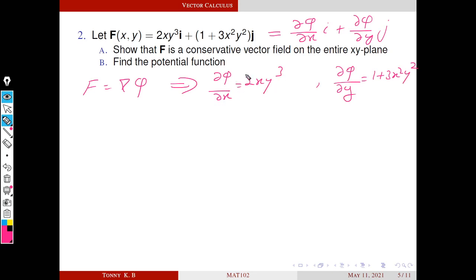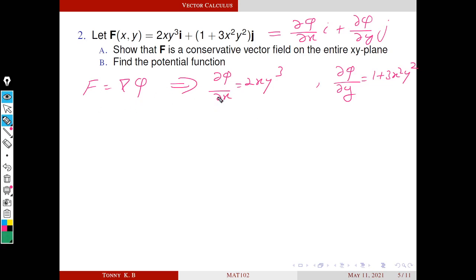We can evaluate the potential function phi in two ways: either we integrate this equation or that equation. Anyway, we consider the first one. Similarly, you can find phi using the second one.